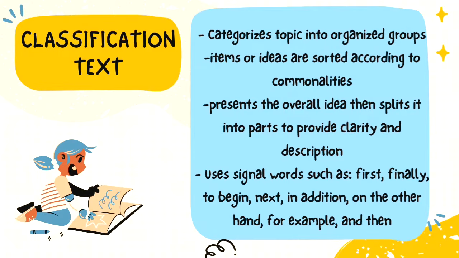In the list, we have classification text. In this type of text, you will notice that it categorizes a topic into organized groups. The items or ideas are sorted according to commonalities or characteristics. It presents the overall idea, then splits it into parts to provide clarity and description. It uses signal words such as first, finally, to begin, next, in addition, on the other hand, for example, and then.